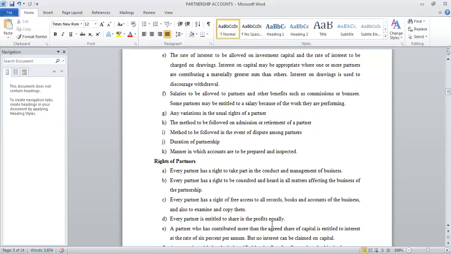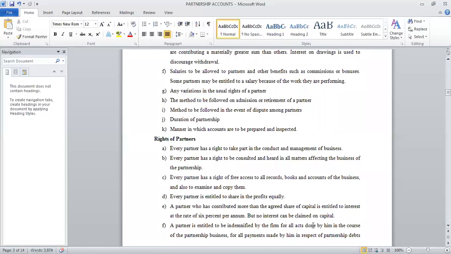And every partner is entitled to a share of profit equally if they have contributed equal capital and if they are all taking part in the management of the business. A partner who has contributed more than the others should be given more in terms of interest on capital. And a partner is entitled to be indemnified by the firm for all the acts done by him in the course of the partnership business. When we talk about indemnified here, it is to be given back the money. If I'm a partner and I have spent maybe 2,000 to conduct something that is meant for the business, it is now the business to give me my 2,000 back because I used my personal money for the sake of the business. That is what we mean by indemnification.